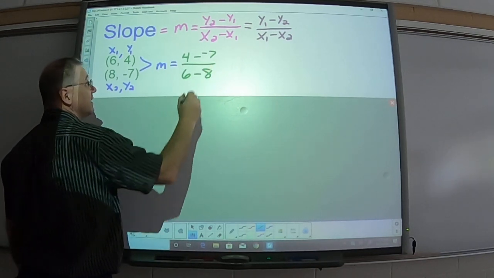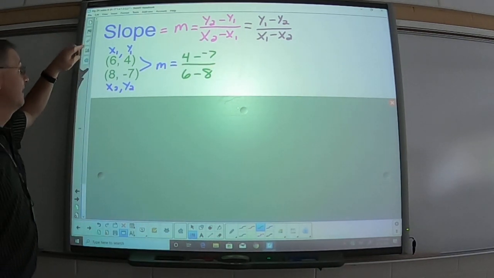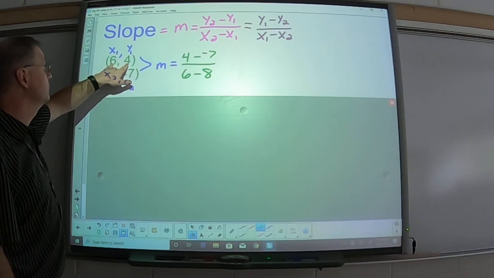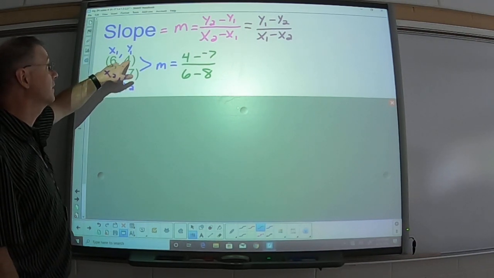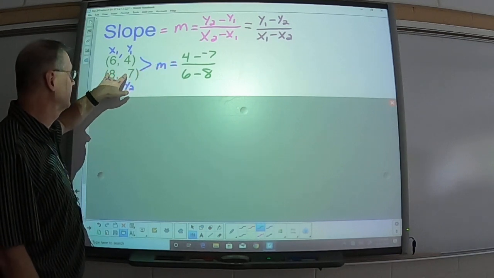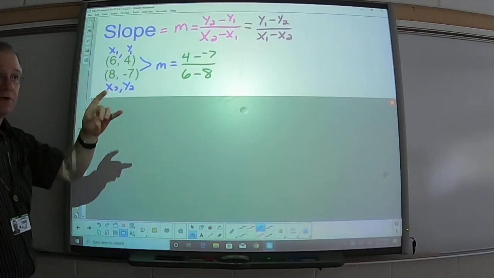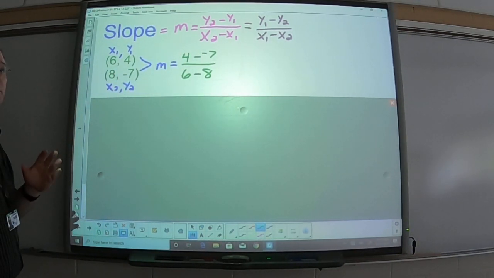6 minus 8. Now, notice that the values from the same point are one above the other. Same point, one above the other. If you do it switched, it's going to give you a problem with your sign.